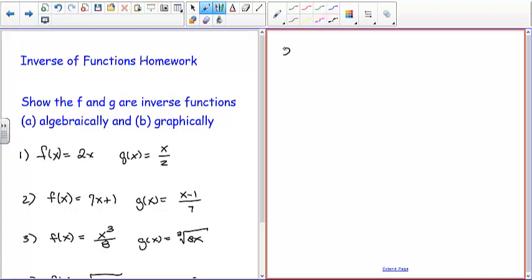Okay, number 2, same thing, f of g of x. So f of x is 7x plus 1, so you have 7 of x, 7x plus 1, but instead of putting x, we put in x minus 1 over 7. So you see the 7's cancel out. That gives you x minus 1 plus 1, which is x.